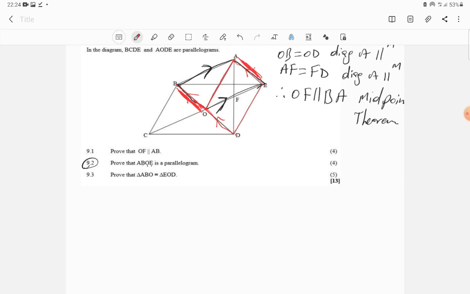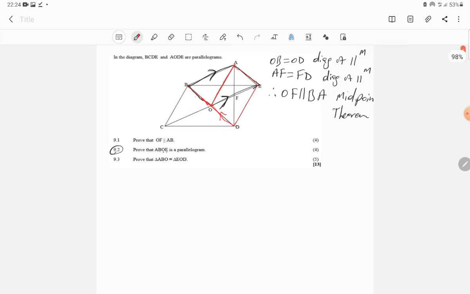Now, how do you present that? The idea is, once the two pairs of opposite sides in a quadrilateral are parallel, that quadrilateral becomes a parallelogram.